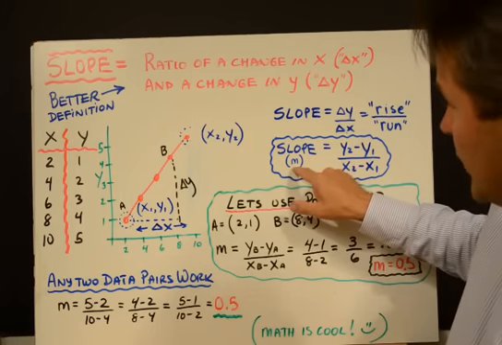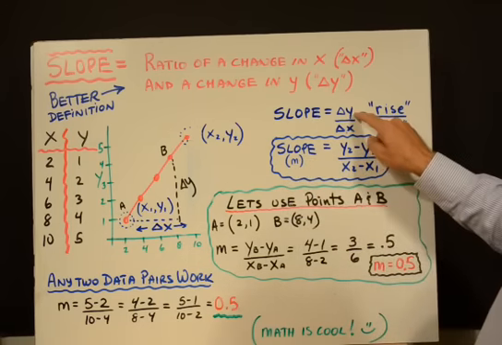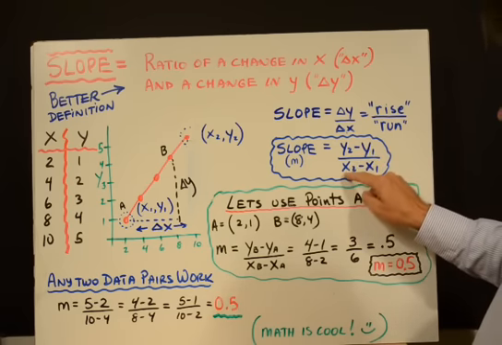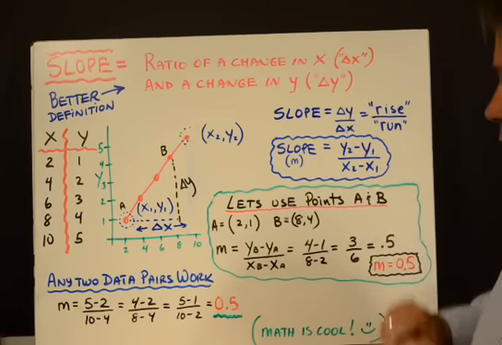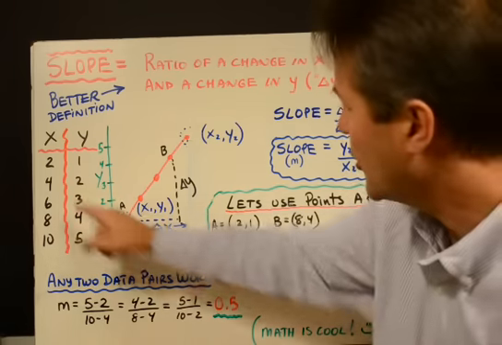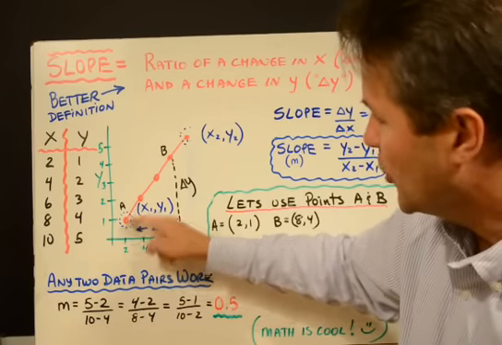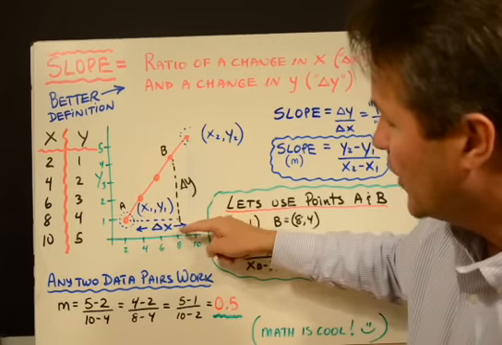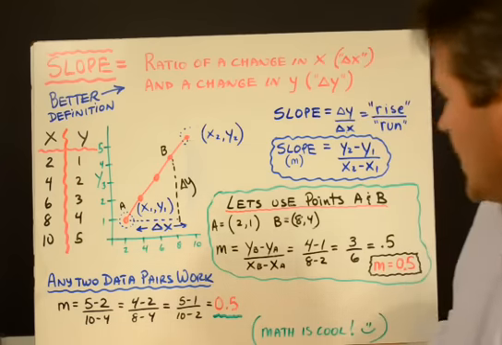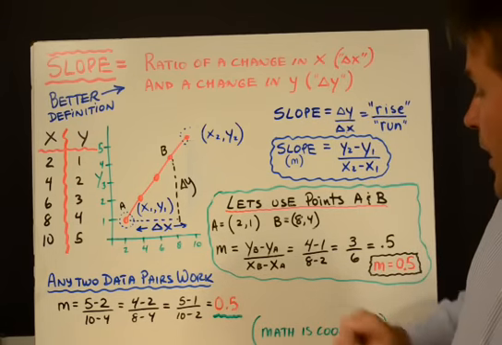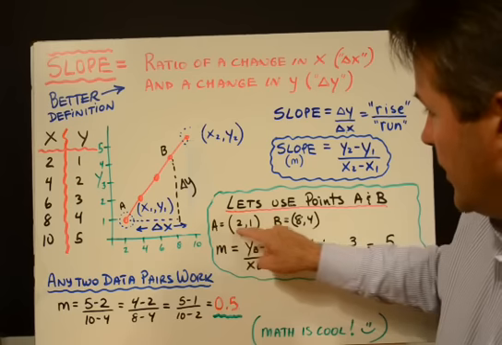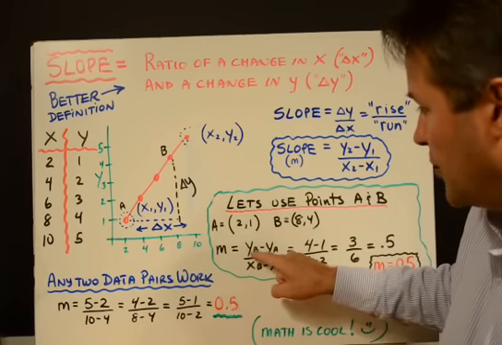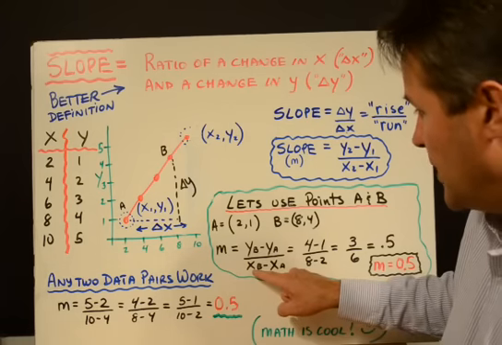Slope is symbolized with the letter m. The way we figure out the change is we look at final minus initial of the y divided by final minus initial of the x. So data point A would represent (2, 1), and data point B would represent (8, 4). Slope is equal to the change in y divided by the change in x.